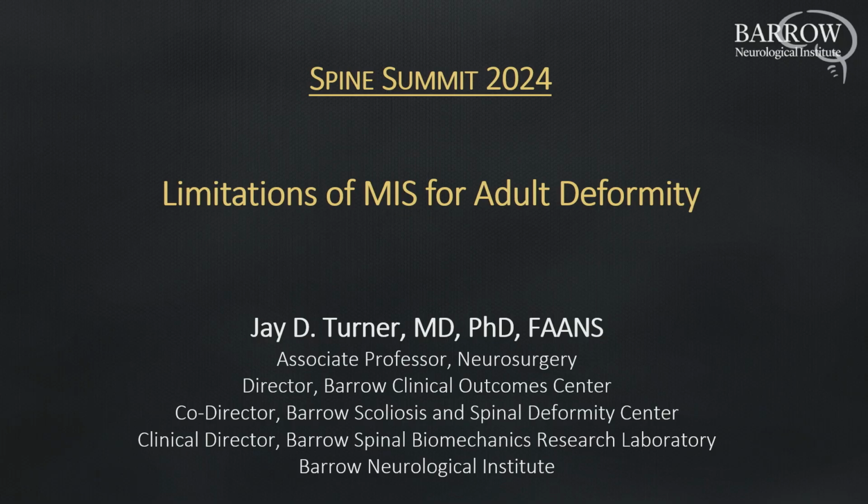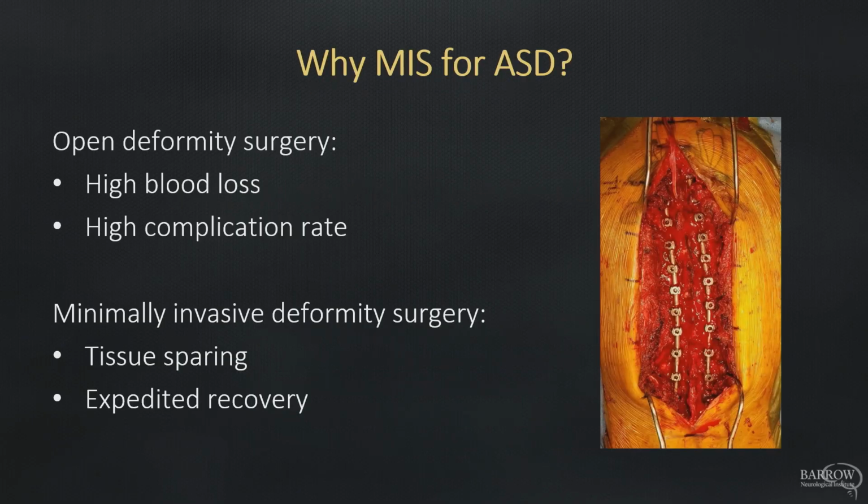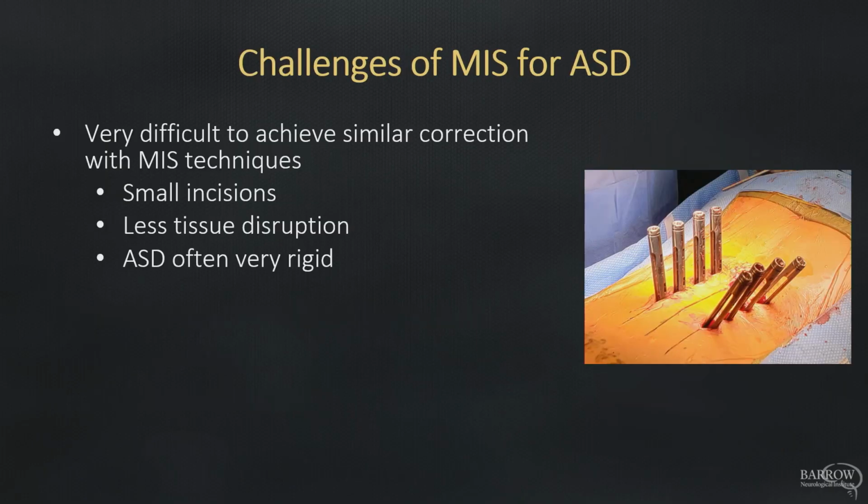This is a topic that's of a lot of interest to me. This is an obvious application for MIS. Open deformity, while effective, has significantly high risk of complication, high blood loss, and the tissue-sparing approaches with MIS are well suited for this application. However, MIS also has significant limitations. It's a bit of a paradox in treating adult deformity.